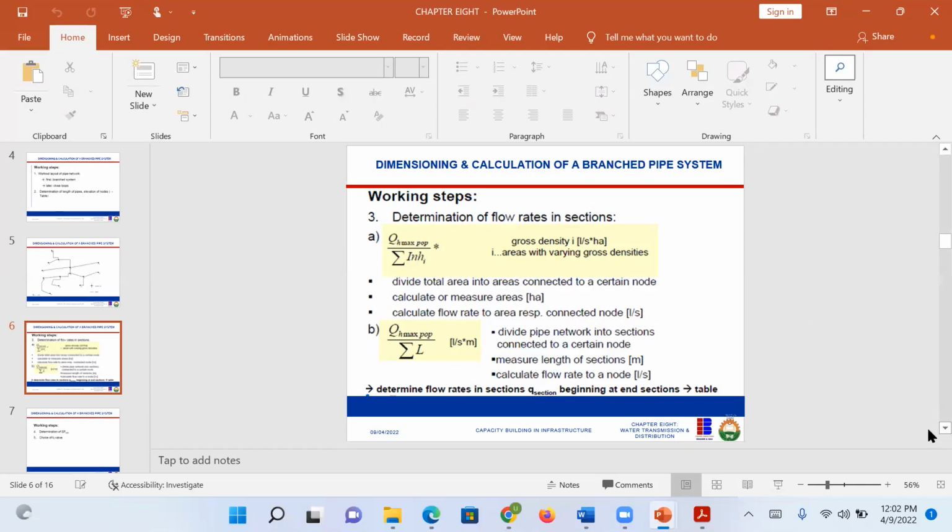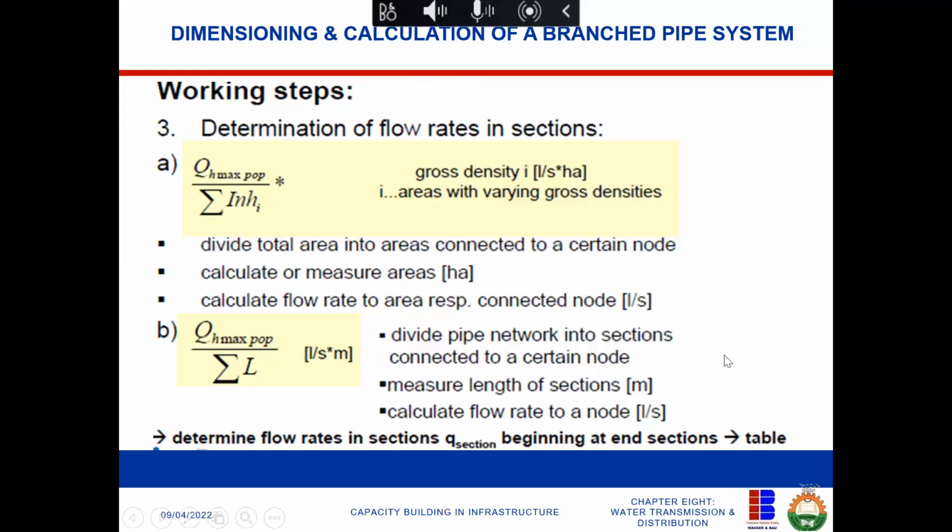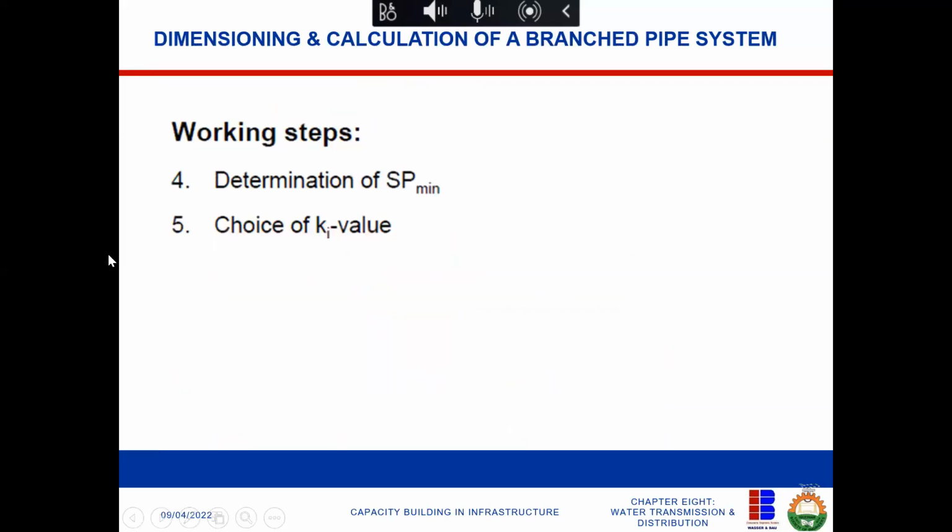So after number 3, what's the next thing you do? I've done everything you're supposed to do, but let me also take you through them again. You now work out what we call determination of service pressure, minimum service pressure. Service pressure is what pressure do you want to attain in your network? Let's say I want a pressure of 2 bars. How do I get 2 bars?